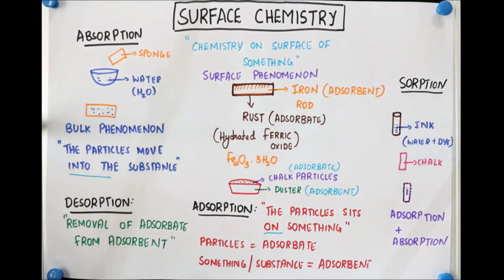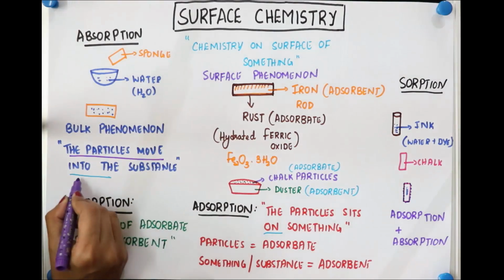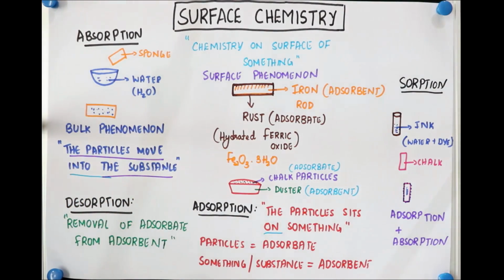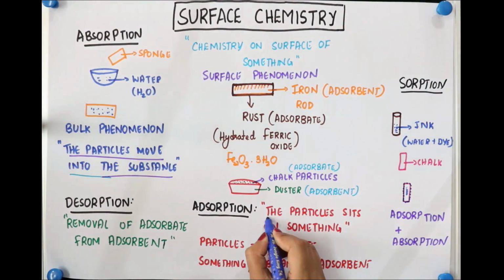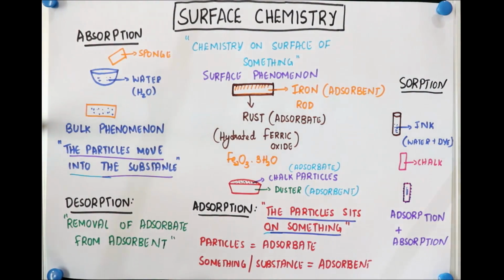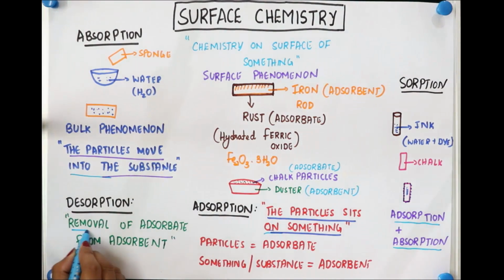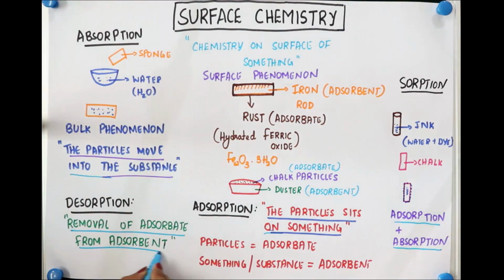So in this we have learned what absorption is. In absorption, the particles move into the substance. And we also learned what adsorption is. Here the particles sit on something. Then we got to know what sorption is. That is both combined, taking place simultaneously. And also we got to know what desorption is. That is removal of adsorbate from adsorbent.